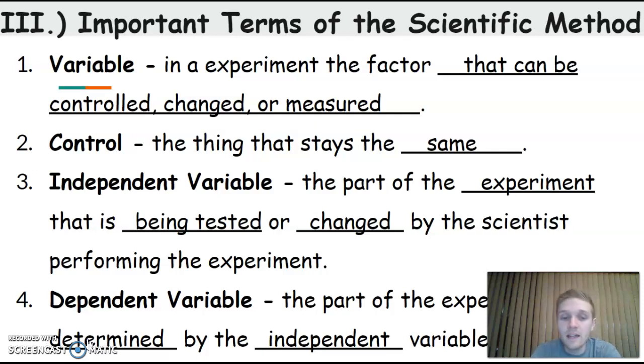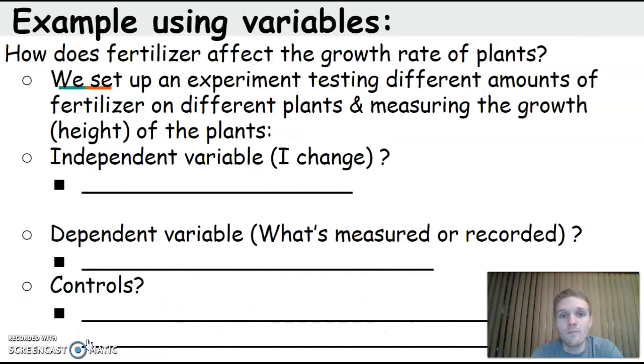And the last one is our dependent variable or our responding variable. Our responding variable or our measured variable. That's the part of the experiment that's going to be determined by the independent variable. It's the thing that we're trying to see if the independent variable has an effect on. All right, so let's look at some of these terms in action.